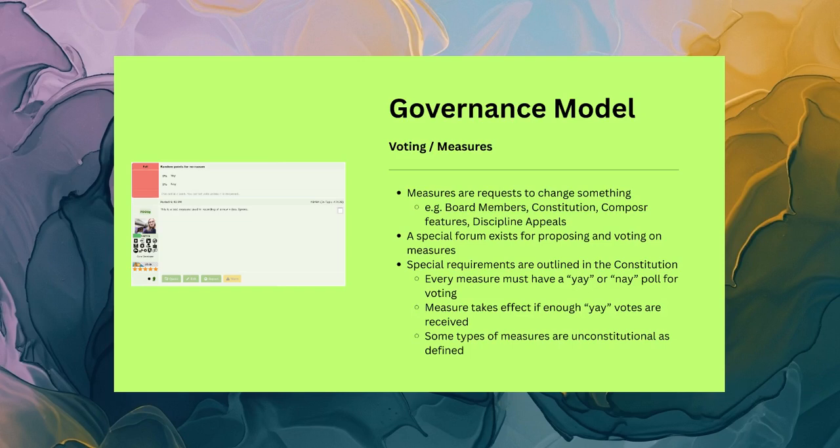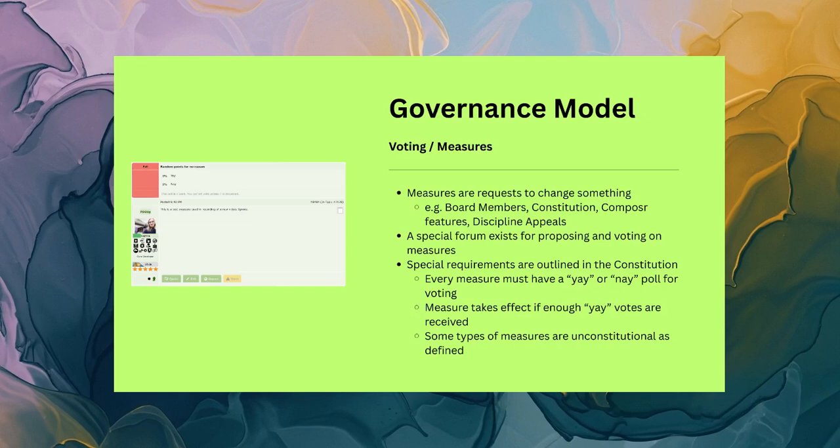For instance, you can open a measure for implementing a new feature in Composr CMS. You could open a measure to vote in or vote out a member on the board of directors. You can open a measure to request a change to the Constitution. You can open measures to appeal bans and discipline, and so on. A measure consists of a simple poll that has either yay or nay. And then there are some rules that must be followed with regards to voting, as outlined in the Constitution. Once a vote is concluded, if there are enough yay votes, then the measure takes effect. And if not, the measure is simply ignored and does not go into effect.